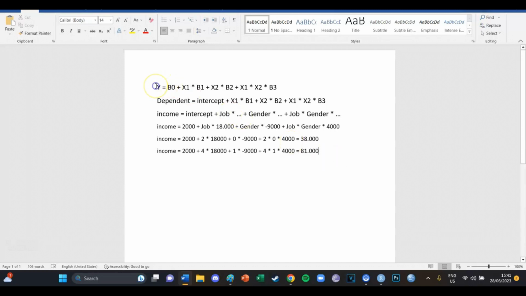So it starts off really difficult, but eventually it gets really concrete and it shows you that your dependent is the intercept plus the job times its slope, and so on. So it's actually not that hard.